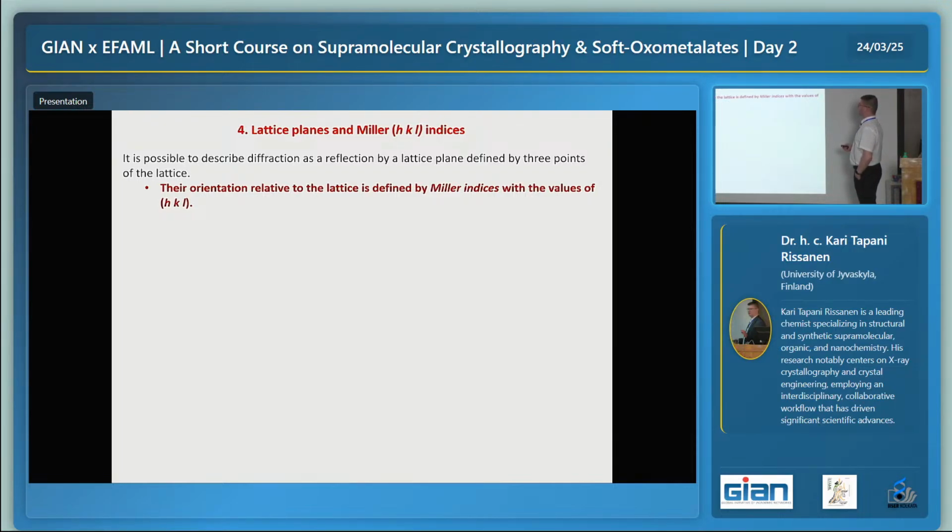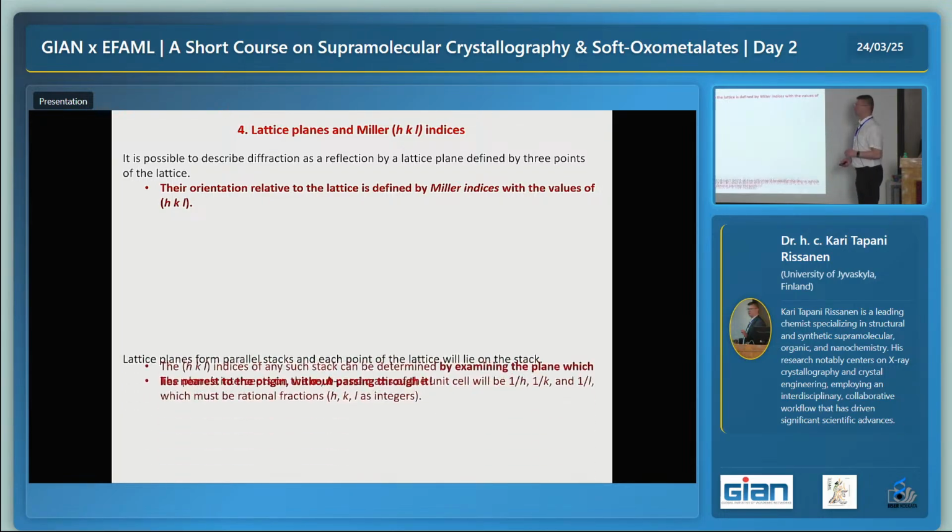The orientation relative to the lattice is defined by a Miller index with the value of HKL. So the HKL, a set of numbers, tells what plane it is. So we can have these planes, and each plane has a name. We can know that, okay, this plane is this one, this plane is this one, and so on. It will soon be relevant for you why we need this.